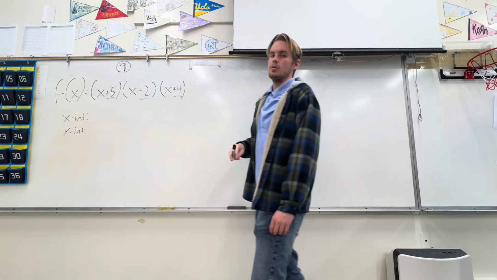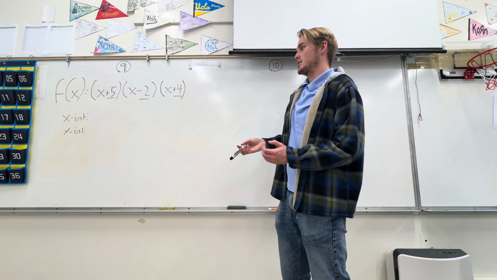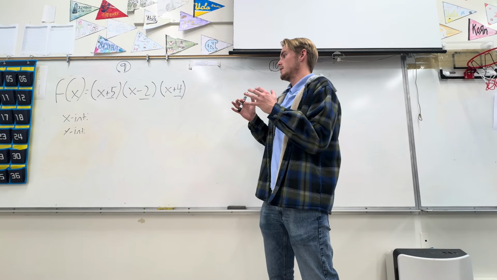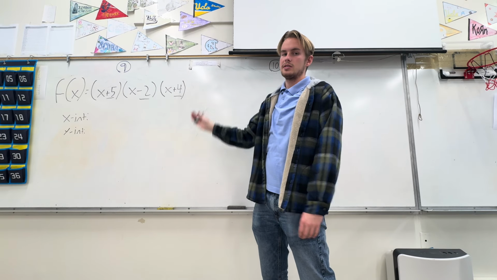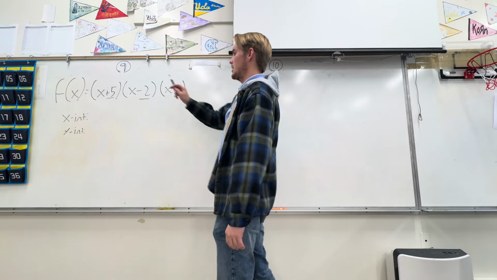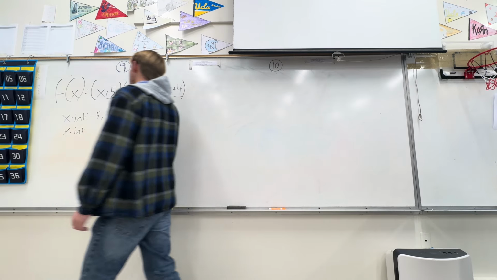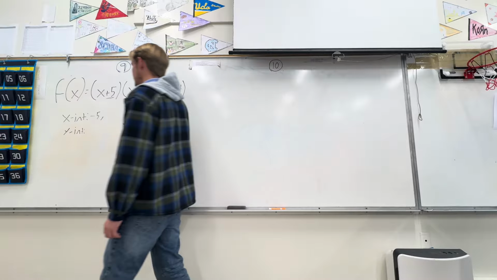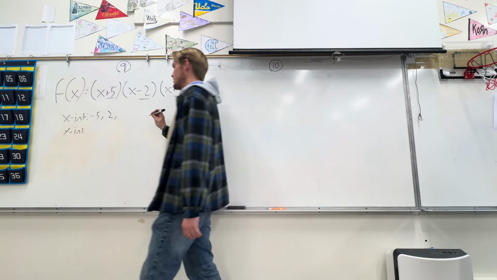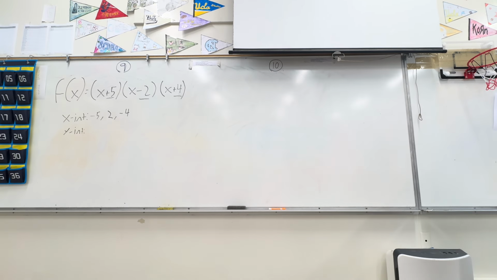And if you remember what factored form does, it takes the x-intercept and flips its sign. So to take a number that's in factored form and convert it into your x-intercept, all you're going to do is take each of these numbers and flip their sign. So here we have a positive 5, so our first x-intercept is going to be at negative 5. Here we have a negative 2, so our next x-intercept is going to be a positive 2. And then lastly, we have positive 4, so our last x-intercept is going to be at negative 4. Let me make sure you guys can see that.